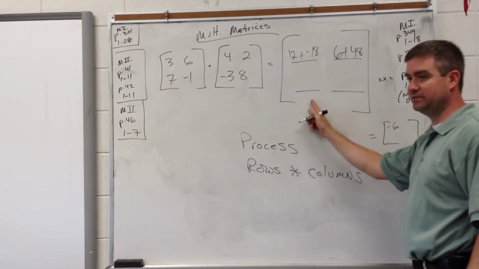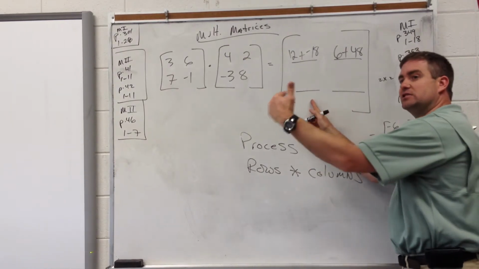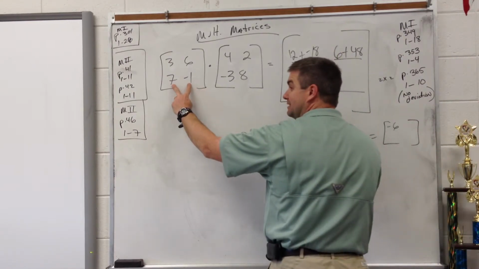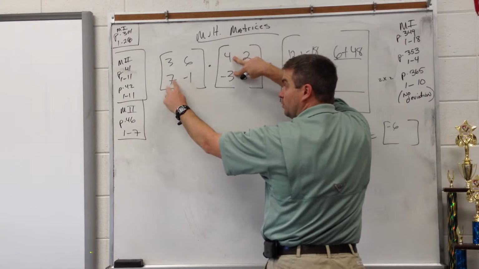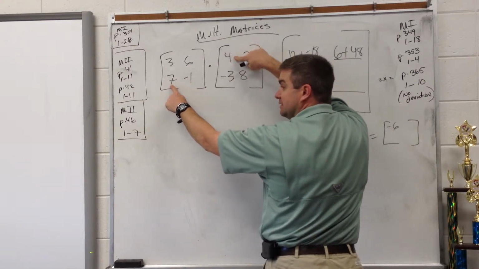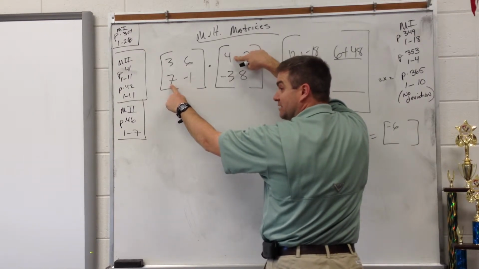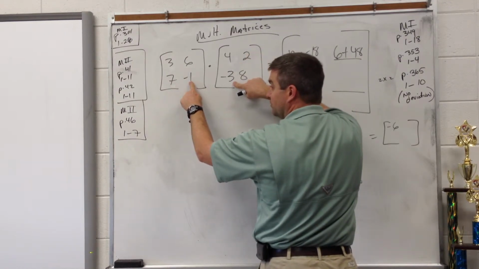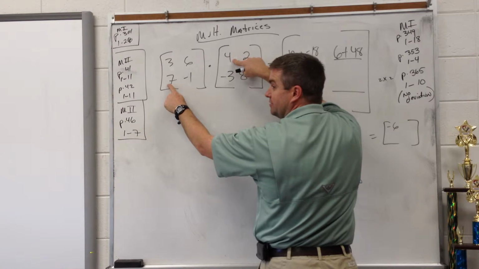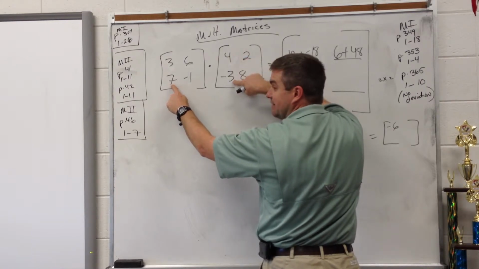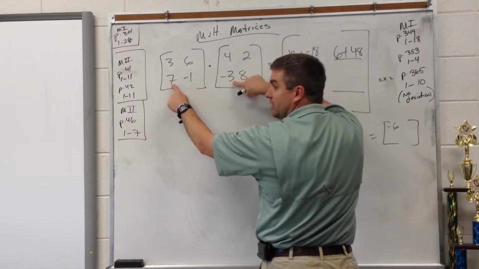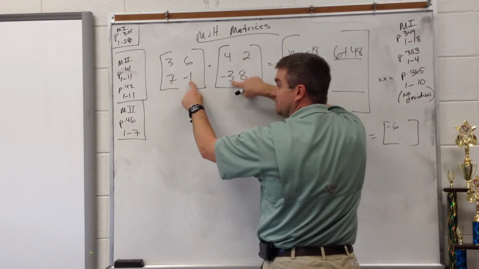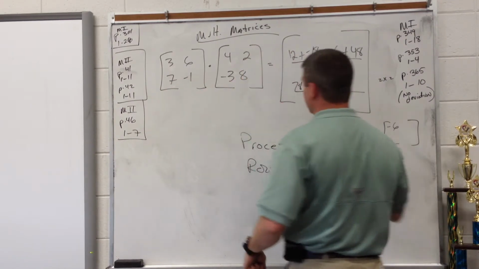Okay, how about now? What position am I in? Second row, but first column. Second row times what? First column. What's the 7 going to be multiplied by? 7 times 4. Then both fingers have to move. 7 times 4 is 28. Then watch. Both fingers move. What people get wrong is they want to say 7 times 4 and then 7 times 3 or -3. Both fingers move. 7 times 4 is 28. -1 times -3 is +3.